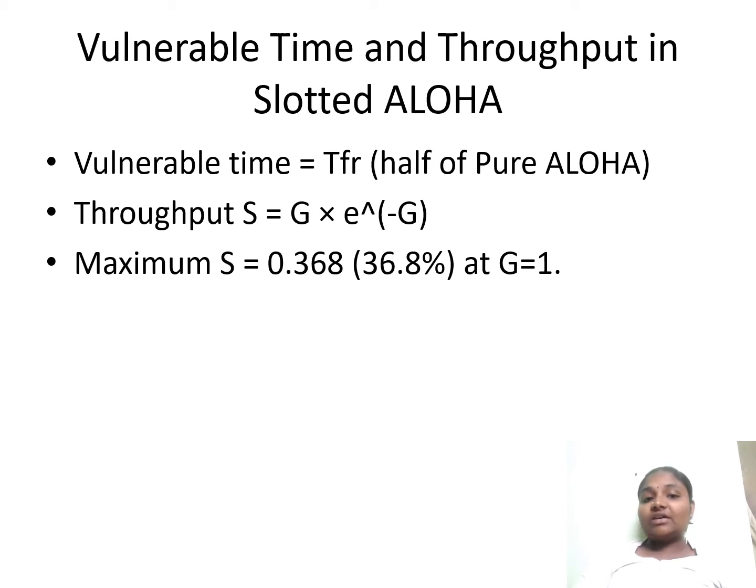Here the throughput is also changed. In pure Aloha the throughput is e power of minus 2G. Here the throughput of slotted Aloha is e power of minus G only, because the vulnerable time is reduced to half. The maximum S equals 0.368, that means 36.8%, where the G value is 1.